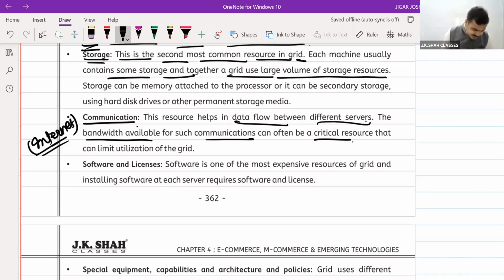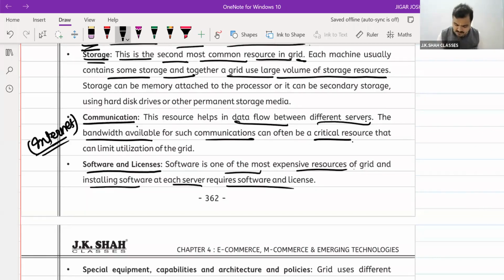Next one, people, is software and license. Who wants to process the data? Obviously one person, Rakesh. Rakesh will give me the software. He will install the software in your computer to process the data as per his requirement. What is our job in this? Only two things: keep your laptop on, connect it to the internet, and relax. Rest all will be done by Rakesh. Software is one of the most expensive resources in the grid. Installing software at each server requires software and license.